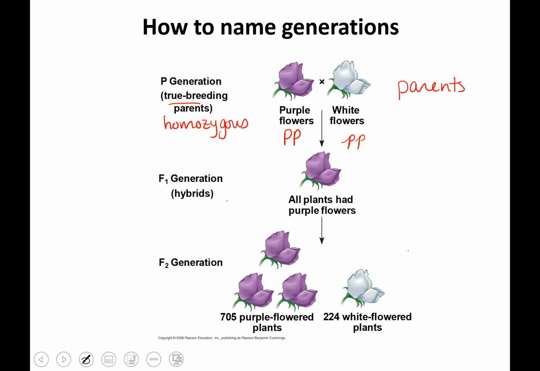The F1 generation is what comes from those parents. So in this case, the F1 is going to be big P, little p. The F2 generation, so F1 is from parent mating.